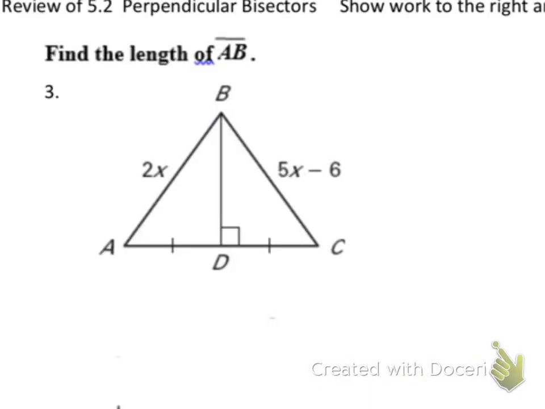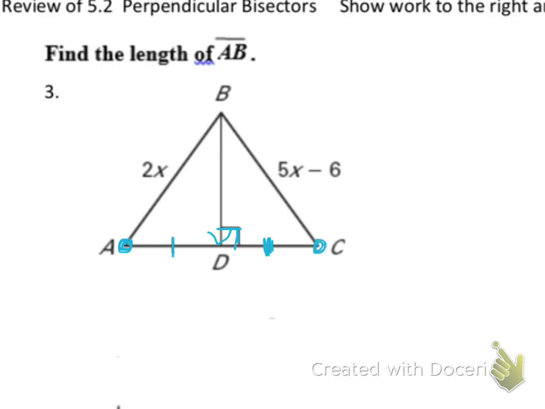Okay, question number 3 says, find the length of AB. So I need to do some observing first. I see that BD, so BD right here, it ends down here, is acting like a perpendicular bisector because a right triangle is formed and a segment is bisected. So therefore BD is a perpendicular bisector of segment AC.